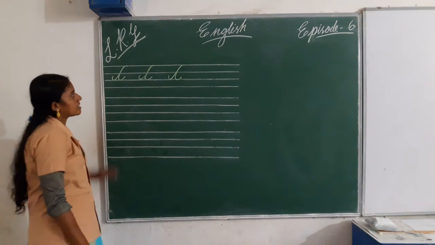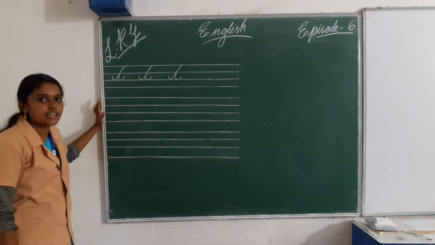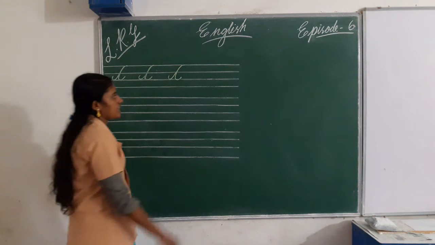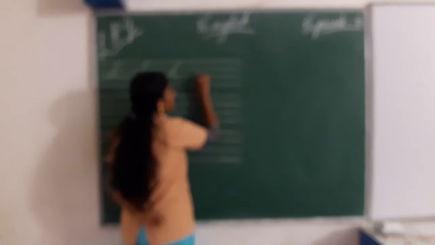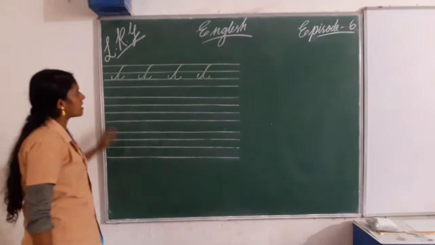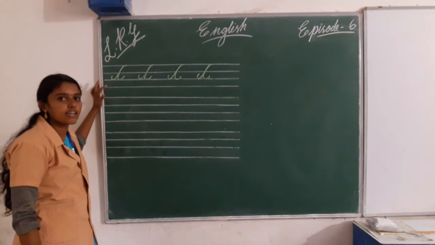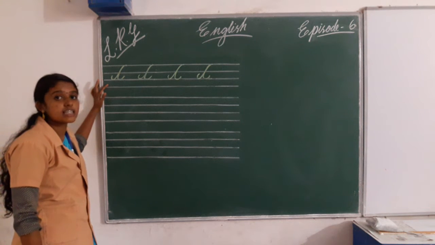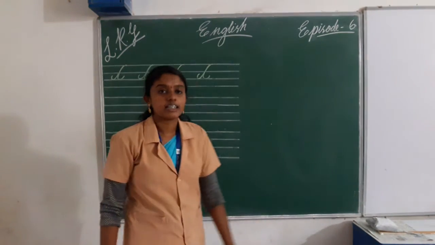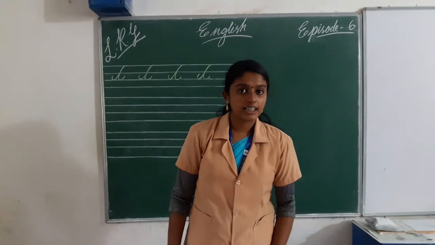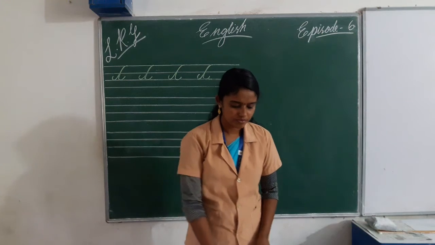C. Say C. Listen children. C. Once again. Draw a line up and a line down like this. C. Say which letter is this? C. Okay. Today we learn some words that start with C.